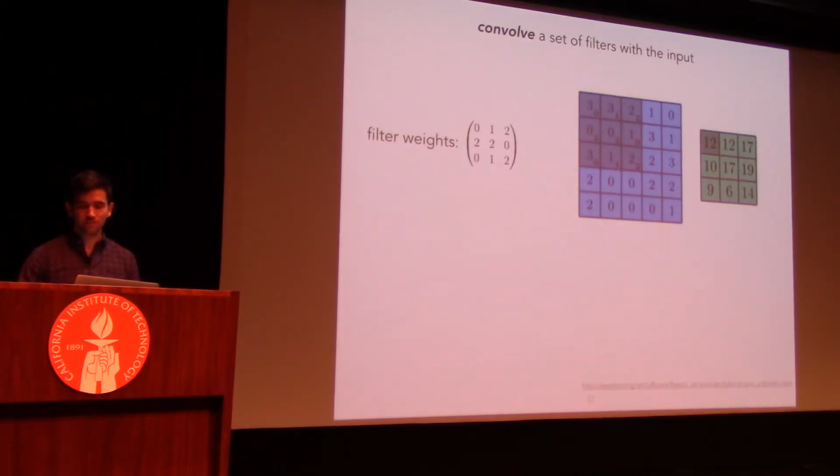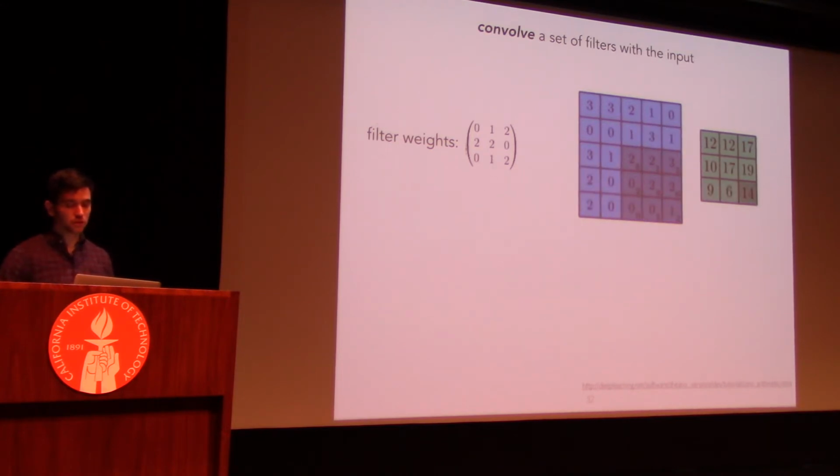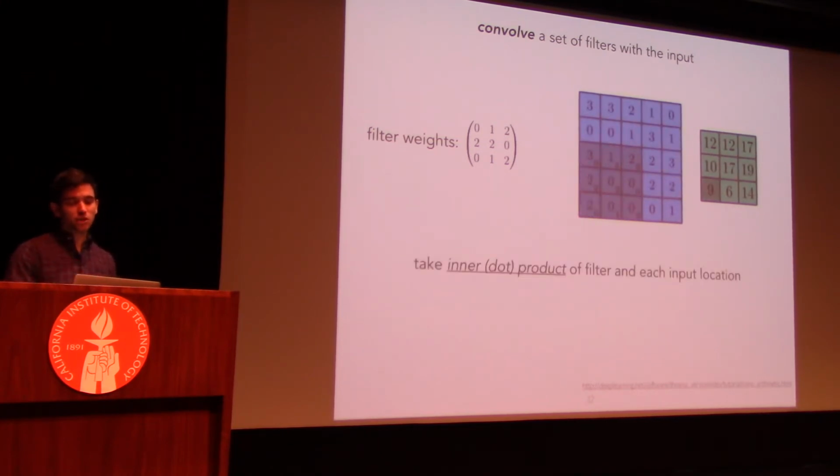So here's a cute little graphic. So this is showing you exactly what a discrete convolution is operating in the image space. Here I have a set of filter weights denoted by this matrix right here, and that matrix is being dot producted with each input location, so taking the inner product with this filter at each location.